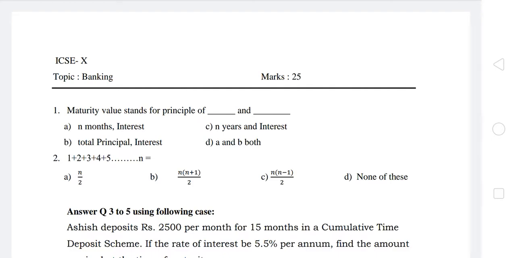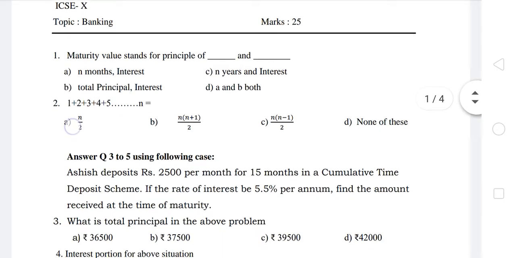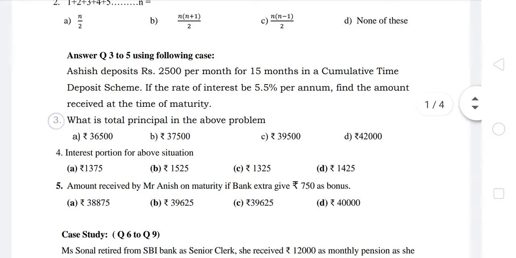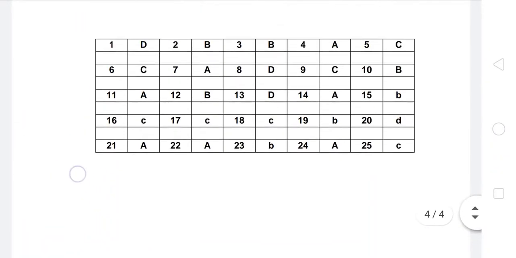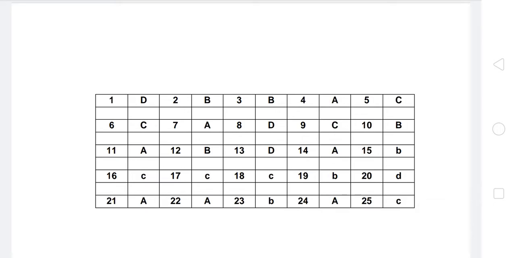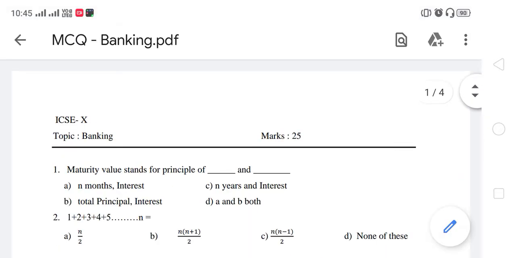So here chapter-wise MCQs are there. This is mathematics, chapter is banking for class 10, marks is 25. Here all MCQ questions are there with answers. See, at the end of the page I have given the answers also. You can download this file and practice for your exam.